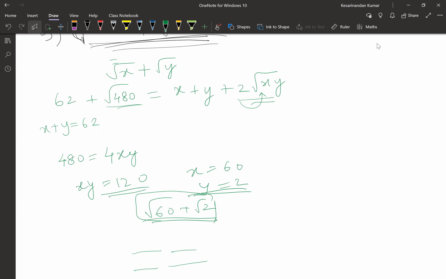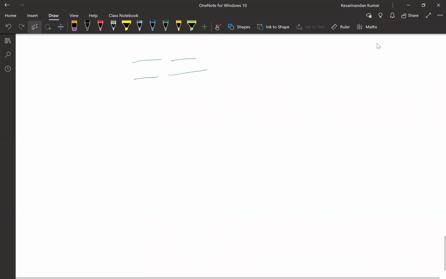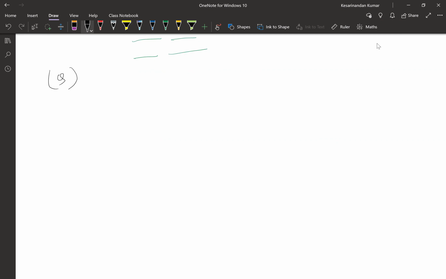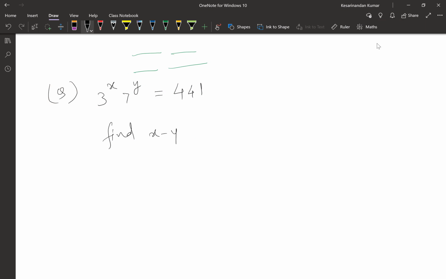Okay, great. A final question for indices and surds, then we'll move to the log part. Find x minus y. I'm giving you guys 1 minute. I won't say who is correct, who is wrong. You guys have to decide it yourself first. After 1 minute, I'll solve. Let's see.